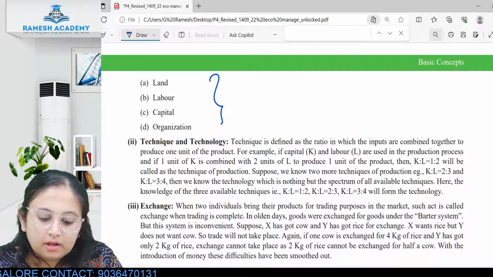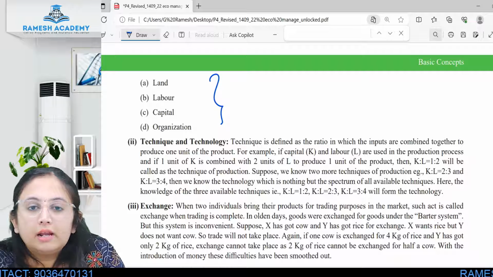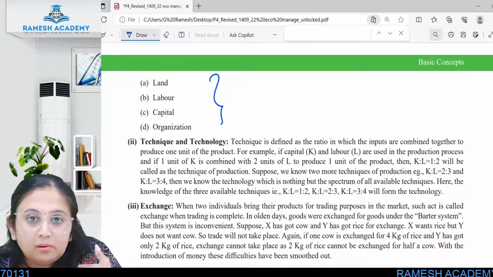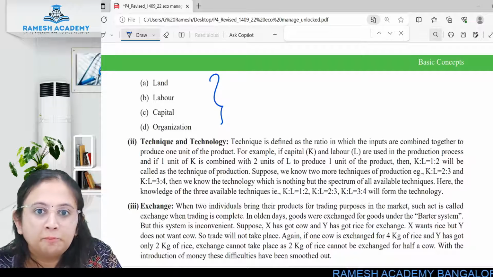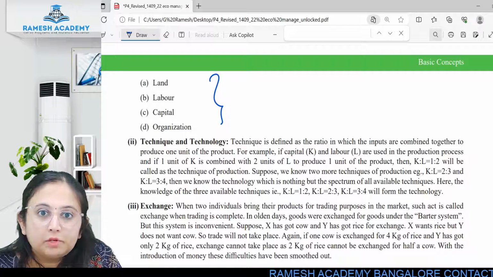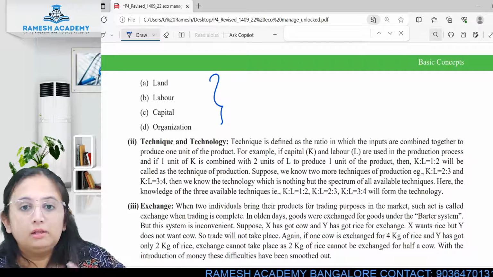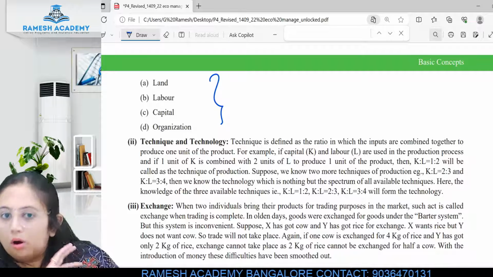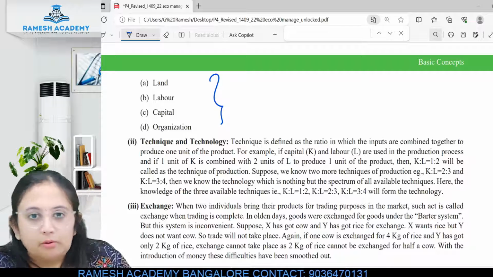So land is required. Then labor. Correct, labor. See, I need not take anyone as an employee. Maybe I will only work. I am working alone, but I am labor. My labor I am putting, my efforts I am putting, my skill I am putting. So that is labor. So land required, labor required, capital, some amount of investment we need, and then organization. Bringing all this together, organizing all this together. So that's an organization.